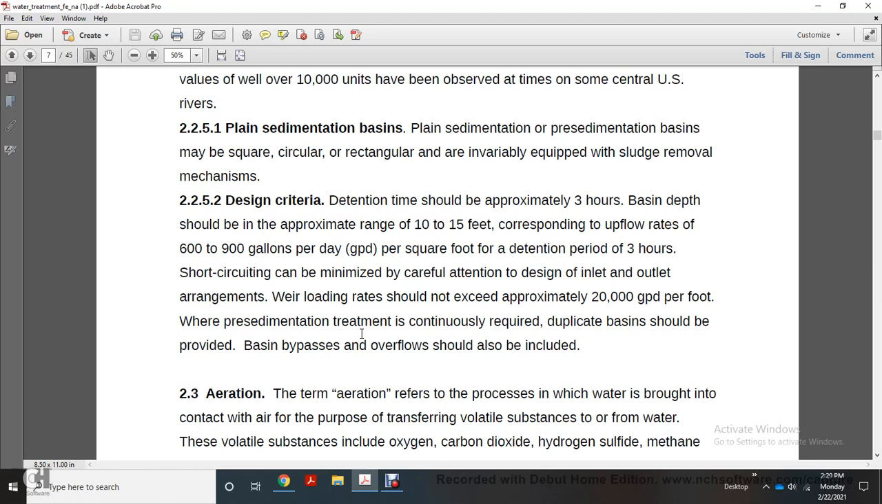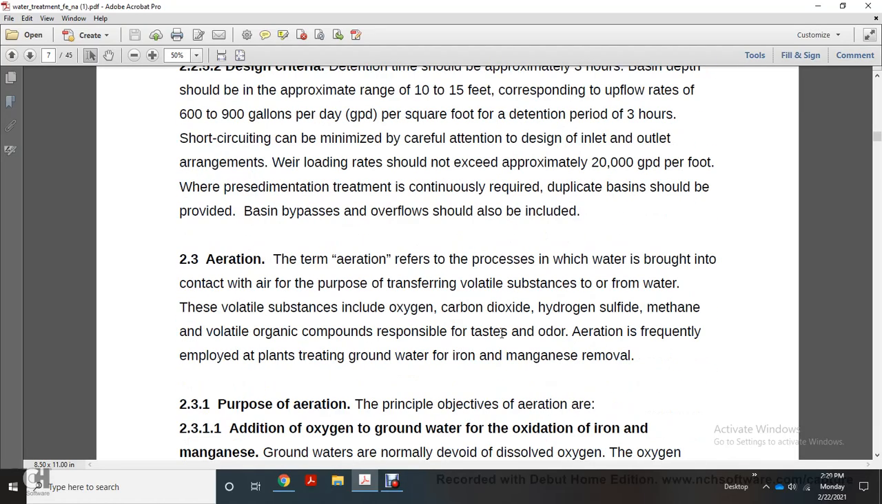Short circuiting can be minimized with careful attention to the design of the inlet and outlet arrangements, where loading rates cannot exceed approximately 20,000 gallons per day per foot. Where pre-sedimentation treatment is continuously required, duplicate basins should be provided. Basin bypass overload should also be included.